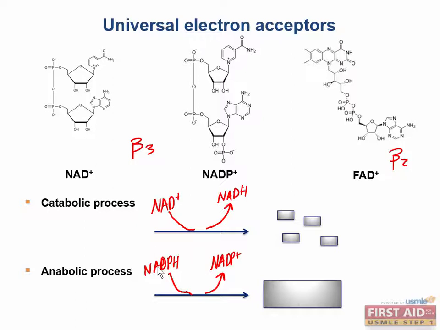NADPHs can be created using the hexose monophosphate shunt, aka the HMP shunt, which we'll cover soon. It's also used in other places, like during the respiratory burst to create oxygen radicals to damage bacteria, in the cytochrome P450 system, which we'll cover in the pharmacology unit, and as well in the glutathione reductase pathway to reduce glutathione. So multiple uses for our electron acceptors.